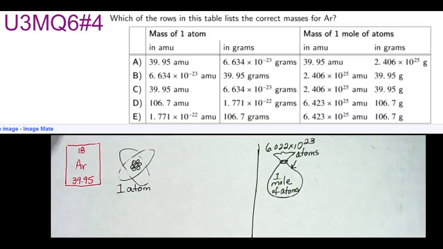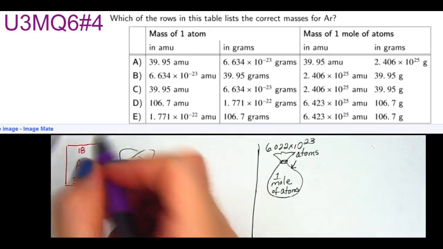Which of the rows in this table lists the correct masses for argon? When we look on the periodic table, we see argon, which has an atomic number of 18, has an average mass of 39.95 grams. So what we want to do is look at this and how it relates to one single atom versus 1 mole of atoms.